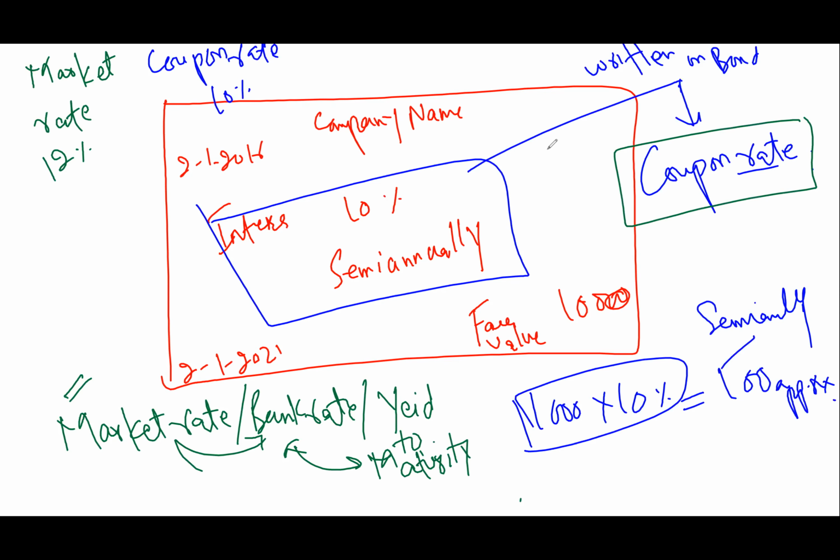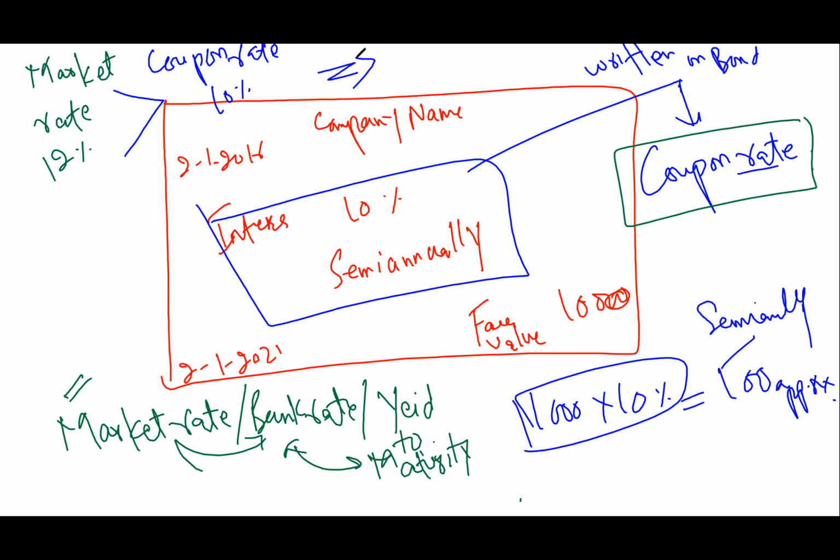So it's your money, right? Market rate? Of course, right? It's your money and you want to earn maximum return, right? So the company is giving you 10% and the market is giving you 12%, right? So you want to invest your money at the highest rate, right? It means the market rate is greater than the coupon rate.